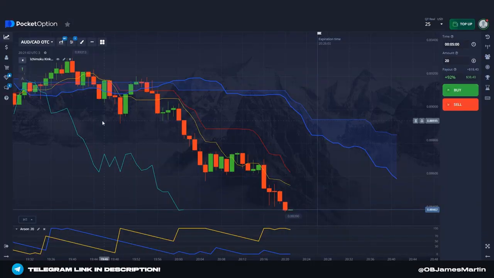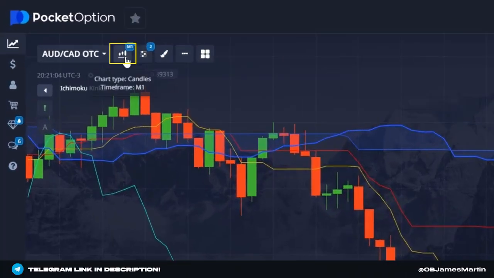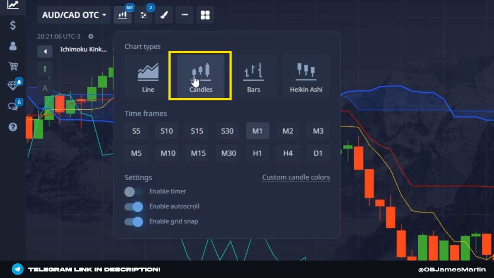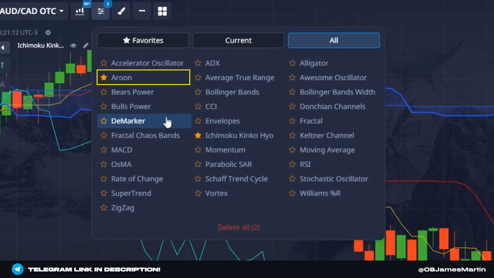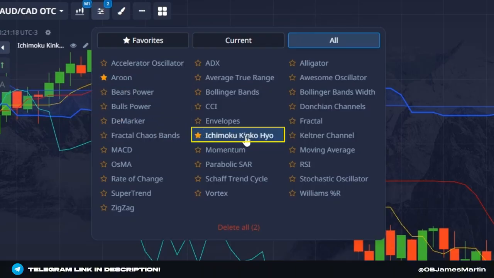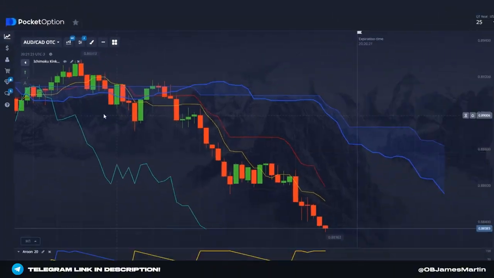Now I need to set up an account for work, you guys. First of all, we're going to choose classic candles and the M1 time frame. Now let's go to indicators. We're going to use Aroon and Ichimoku Kinko Hyo. Okay, that's two indicators. So let's go right now and set that up.